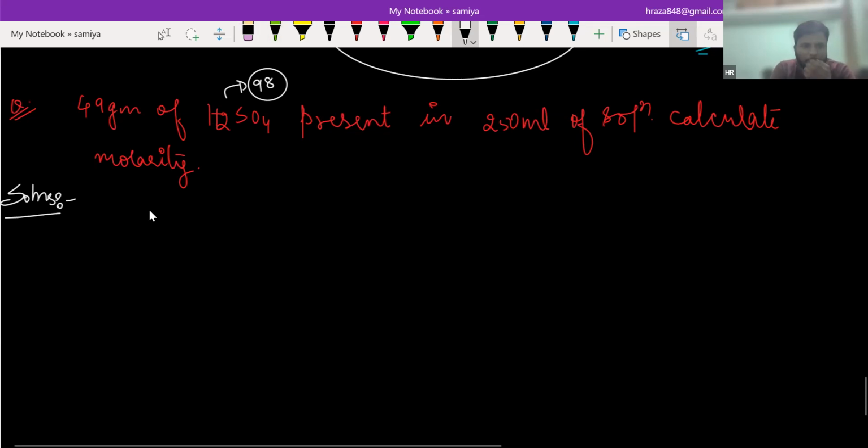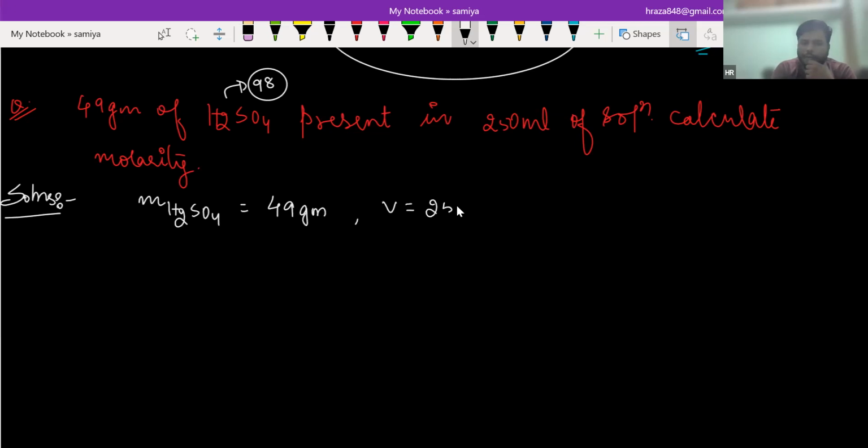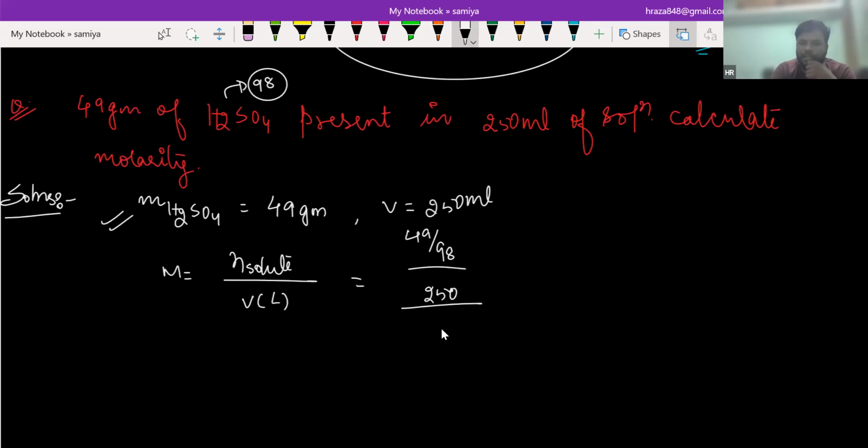So here is molarity. You can see the mass of H2SO4, which means solute, is 49 gram, and the volume is 250 ml. Molarity as a formula is the number of moles of solute upon the volume of solution in liter. The number of moles is not directly given, but mass is given. So given mass upon molar mass upon volume, which is 250 ml, and we need to change it into liter, so divided by 1000, that will be equal to 1 by 2, and 0 will be cancelled by 0.